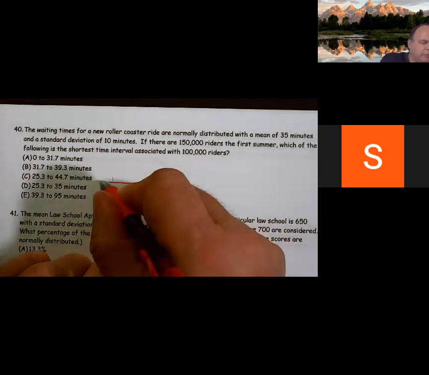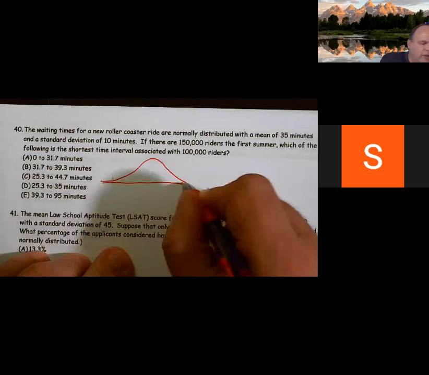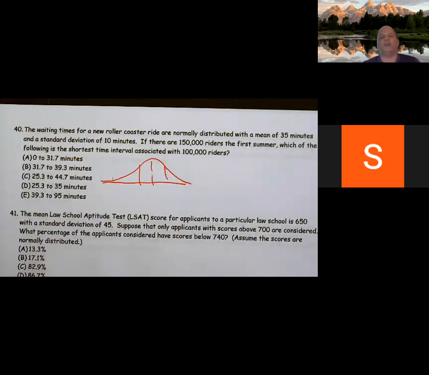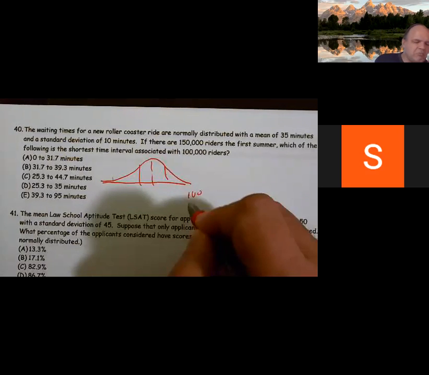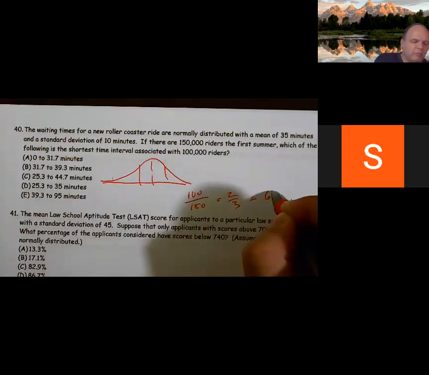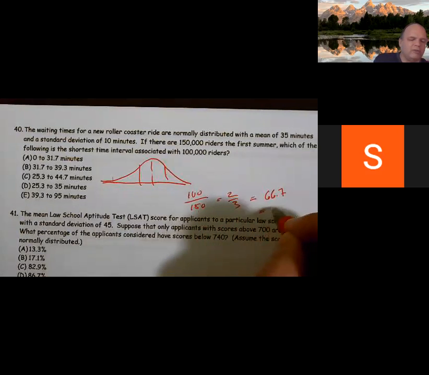One thing to keep in mind here is that if I want the shortest interval, I'm going to be centered about the mean. The shortest interval will always be centered about the mean, but I have to make sure that I have at least 100,000 riders. So 2/3 of the riders need to be there. Quite frankly, just using what I know about the empirical rule, 100 over 150, that's 2/3, which is 67%, or 0.667, which is pretty close to 68% of plus or minus 1.